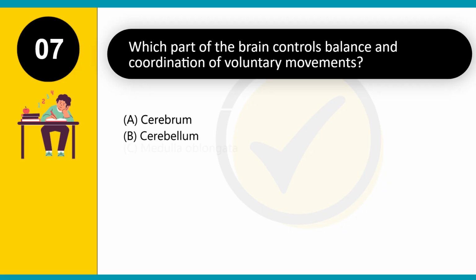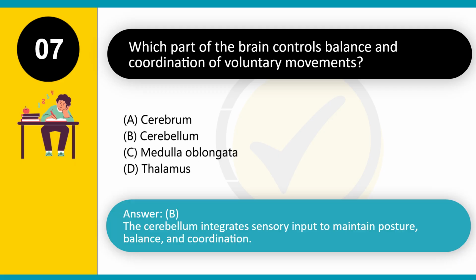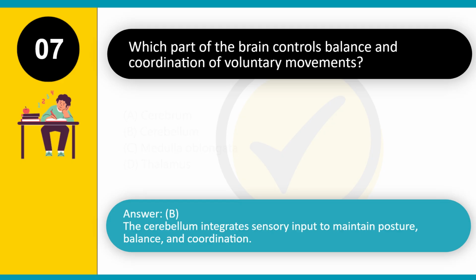Which part of the brain controls balance and coordination of voluntary movements? A. Cerebrum. B. Cerebellum. C. Medulla oblongata. D. Thalamus. Answer, B. The cerebellum integrates sensory input to maintain posture, balance, and coordination.